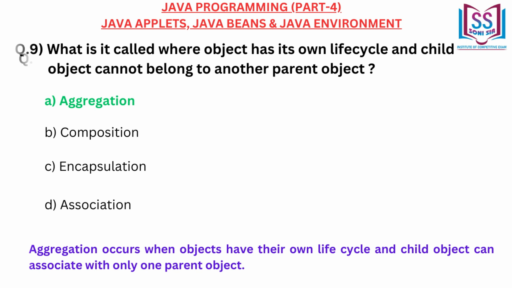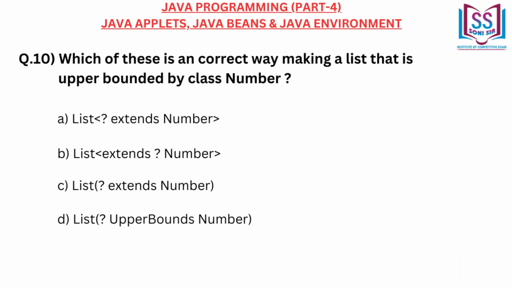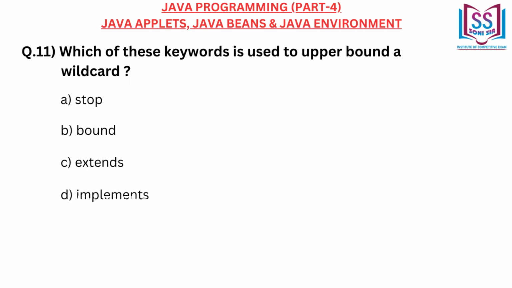Which of these is a correct way of making a list that is upper bounded by class Number? A, B, C, D. Correct answer A. Which of these keywords is used to upper bound a wildcard? A. Stop. B. Bound. C. Extends. D. Implements. Correct answer C. Extends.